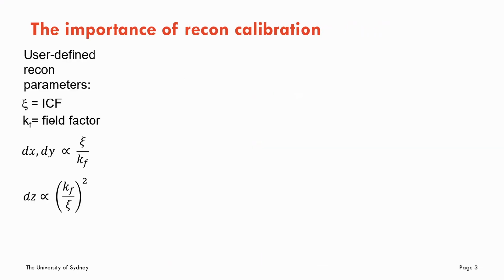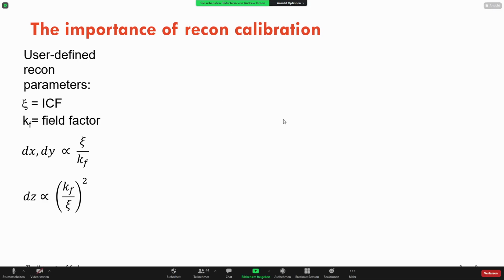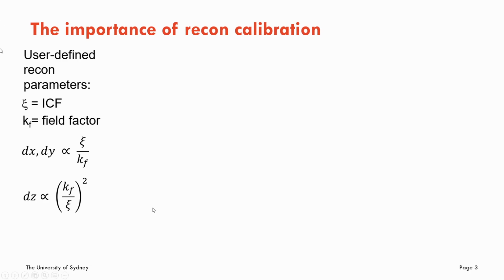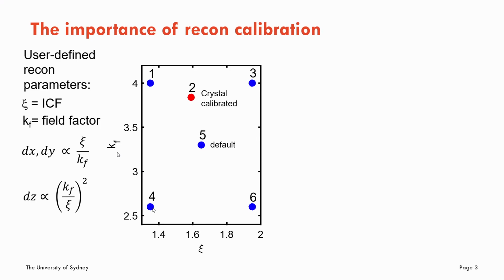And this is another slide showing the same thing. We've got these user-defined reconstruction parameters, mainly the ICF and the field factor. If you look at the equations relating to the tomographic reconstruction, in some papers from Baptiste Gault and the Bas paper, you can see that the spacing between your lateral coordinates is proportional to the image compression factor over the field factor, and your in-depth increments are proportional to the field factor over the image compression factor squared. So that's the relationship there, and we'll show the full equation a little bit later.